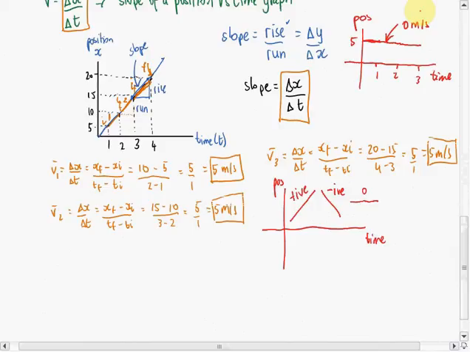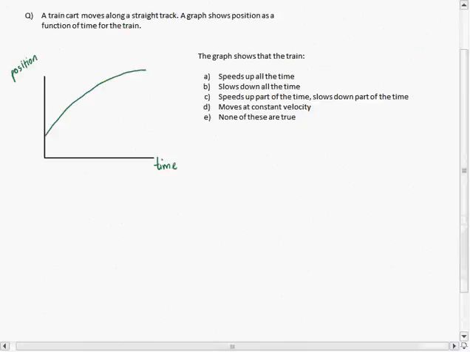Alright, I'm going to apply this to another concept test question, which is going to test your understanding a little bit more. In this case, I also have a position versus time graph. In this case, though, the position is a curved graph instead of a straight line graph.